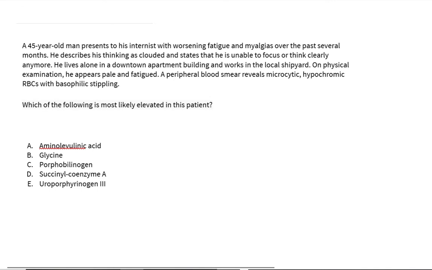Let's go back to the question. A 45-year-old man going to the physician with worsening fatigue and pain over several months. Additionally, he has neurologic defects and works in a local shipyard. So things like shipyards, batteries, factories, lead paint, and children should help you think of lead poisoning as a possible differential.